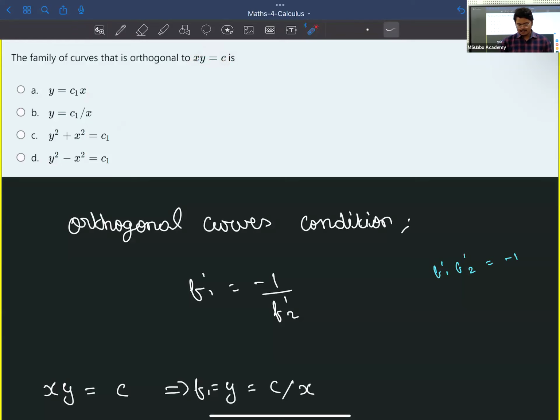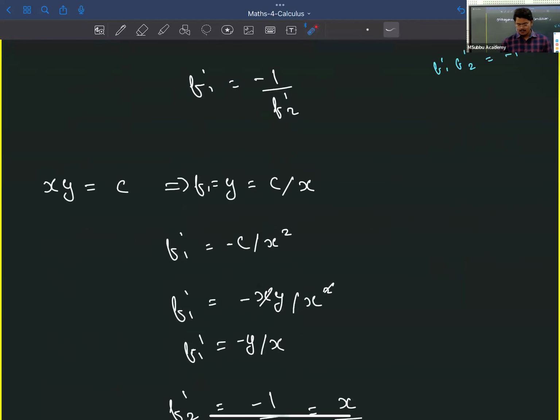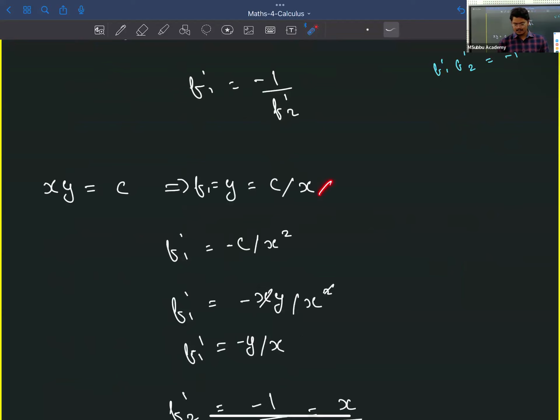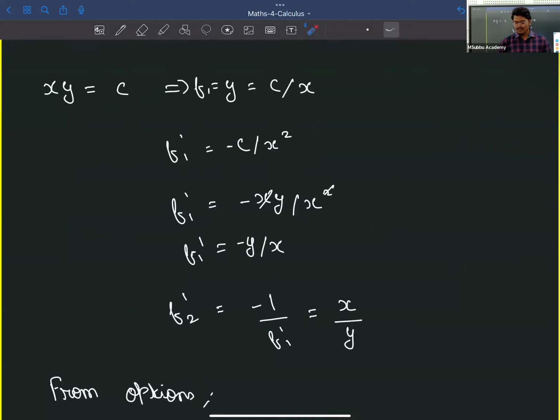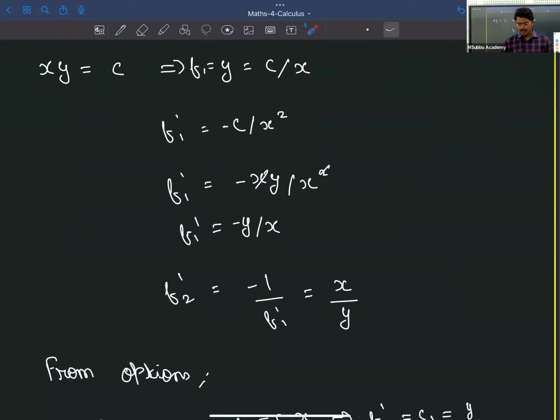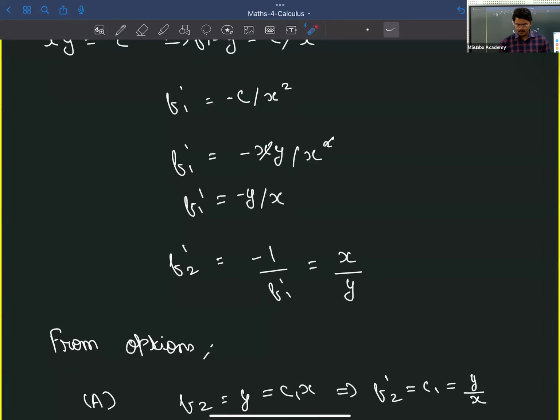First let us find f dash of 1 for this equation. Let us take xy is equal to c. From this, y is equal to c by x. So that will be function 1. When you differentiate, 1 by x differentiation is nothing but minus 1 by x square, into c. So directly minus c by x square. Now instead of c, you can substitute xy. So one x gets cancelled, and you get f1 dash is equal to minus y by x, which is the derivative of the first function.